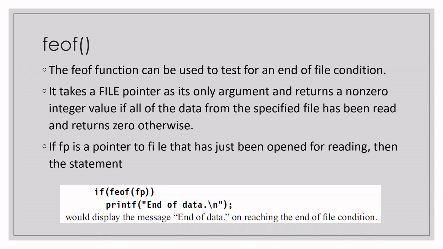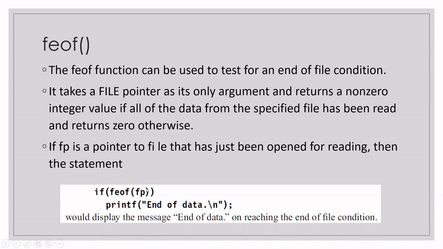So what we are doing is checking if the end of file has been reached, and it can return two different values. Here in this command, if feof(fp) is not equal to 0, printf end of data. A non-zero value is returned if all the data has been read or if end of file has been reached. It returns 0 if end of file is not reached. So if fp is a pointer to a file that has just been opened for reading, then this statement would display the message on reaching the end of file condition.